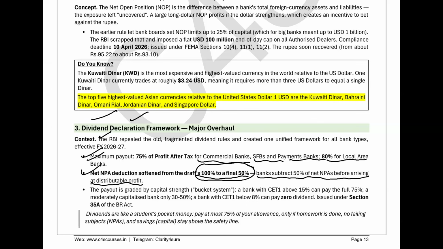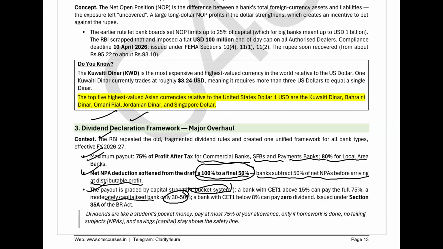So you should understand that NPA deduction softened from draft 100% to the final 50%. Bank subtracts 50% of the net NPA before arriving at distributable profit. The payout is graded by capital strength, that is a bucket system. A bank with CET1 above 15% can pay the full 75%. A moderately capitalized bank, only 30-50%.